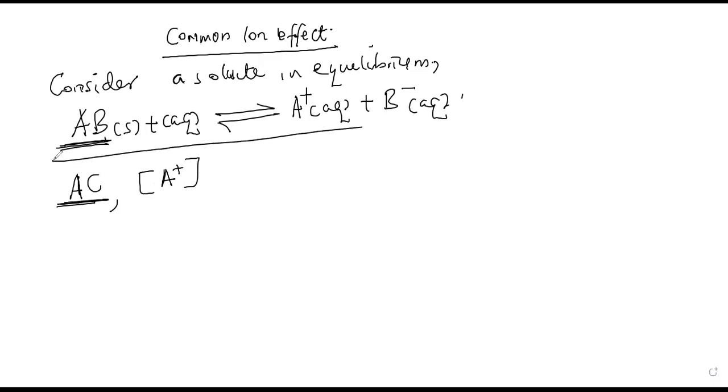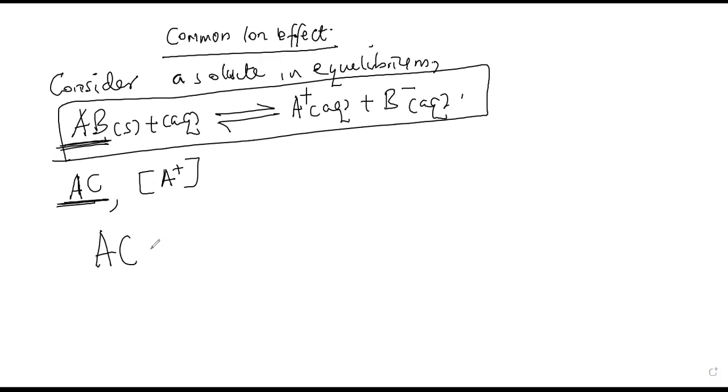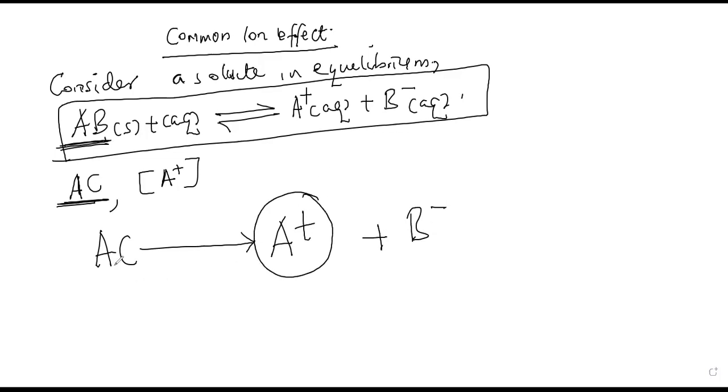Initially you had AB, which dissolved to form A ions and B ions. But because AC is soluble, it will completely dissociate into A ions and C ions. You see that A ions are present in this, and at the same time they are here, implying that the concentration of A ions has increased. When the concentration of A ions goes higher, it means that the equilibrium will shift to the left, whereby the A ions, being high in concentration, will react with B ions to precipitate AB.